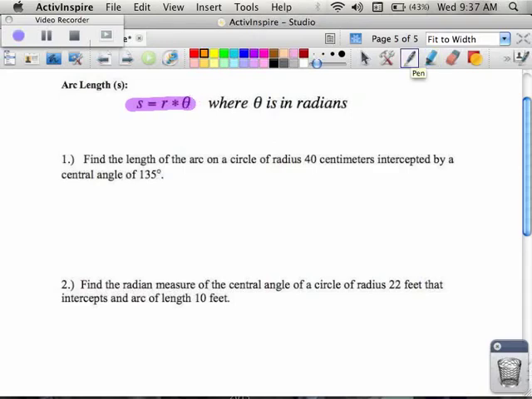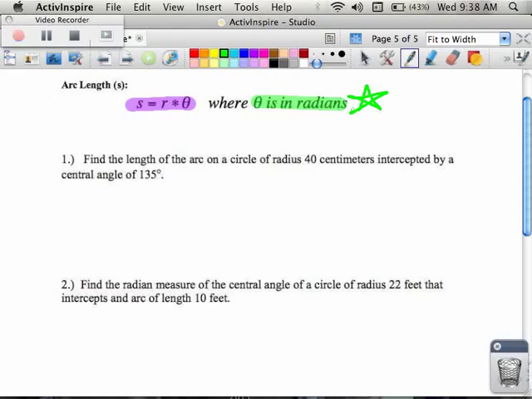to memorize. But I also want you to remember something super important, is that your angle has to be in radians, or you cannot use this formula. Your angle has to be in radians, or you can't use the formula. Make sure you star that. That's very important.